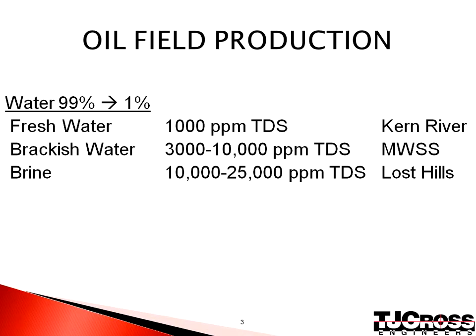Likewise, produced water from the wells can range from 99% down to 1% of the total fluid volume. The hardness of the produced water is the primary factor that must be contended with. Hardness is measured by the parts per million of total dissolved solids, or TDS. Fresh water has a low TDS of 1,000 parts per million or less. Brackish water is usually found in Midway Sunset fields with a range of 3,000 to 10,000 parts per million TDS. Very salty water, or brine, is commonly produced in Lost Hills, with a total dissolved solids of 10,000 to 25,000 parts per million.